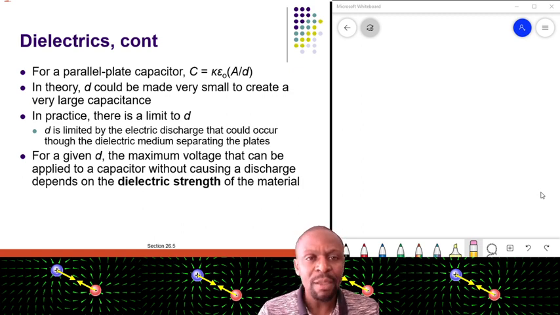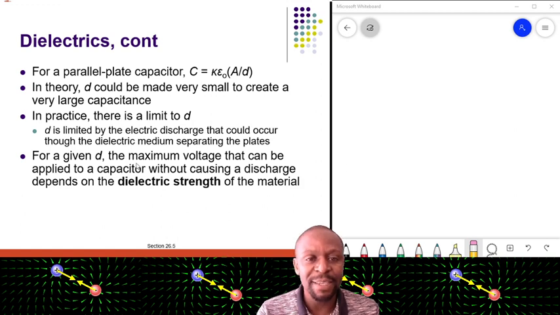Now, for a parallel plate capacitor, we know that the capacitance is just given by this equation. Therefore, if we have the dielectric, you will just have to multiply this by that factor of the dielectric constant. In theory, d could be made very small to create a very large capacitance. In practice, there is a limit on d. d is limited by the electric discharge that could occur through the dielectric medium separating the plates.